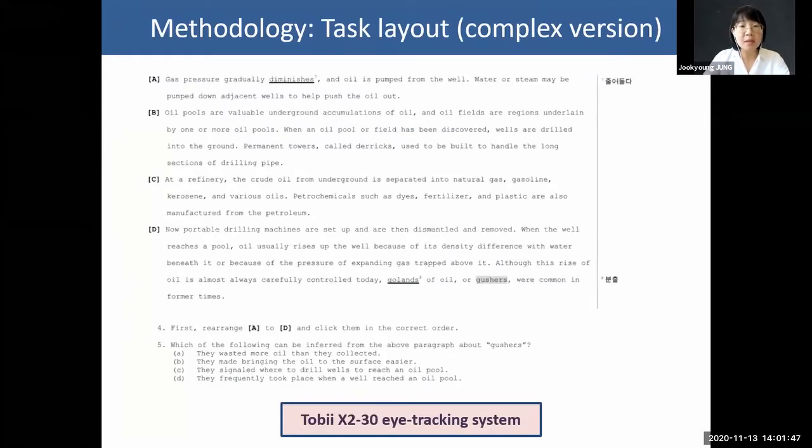So this is the sample task layout for the complex version. As you can see here, there are glosses in the text margin. There is the multiple choice reading comprehension question. And as you can see here, they were asked to rearrange the text segments in the correct order first.